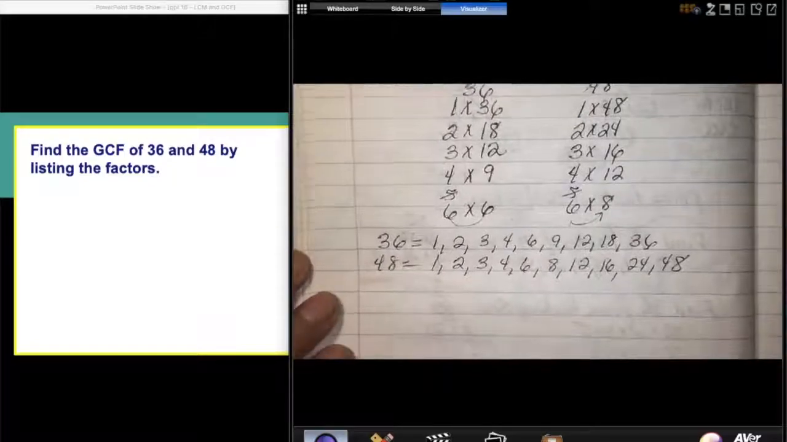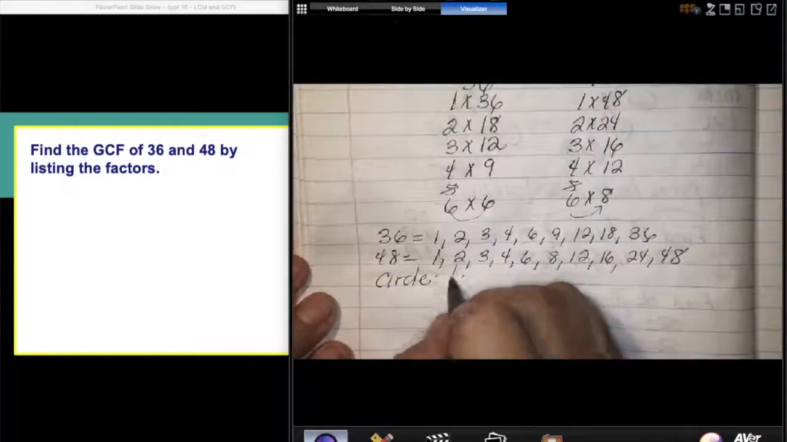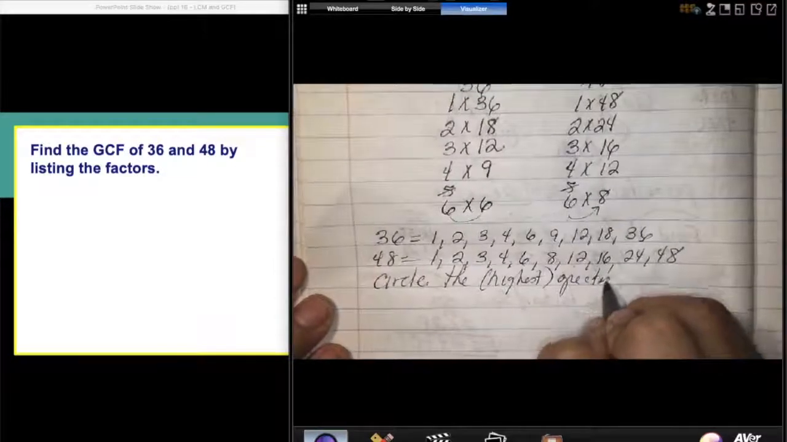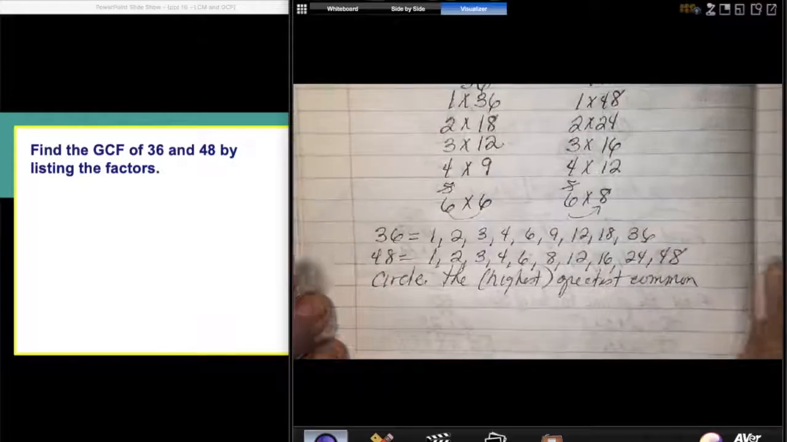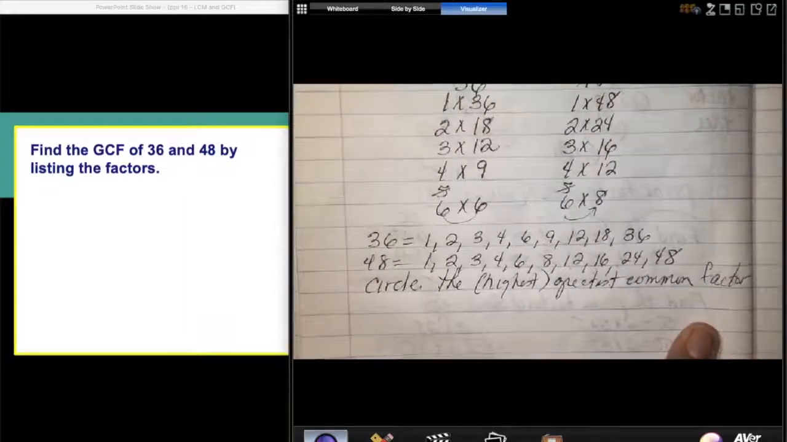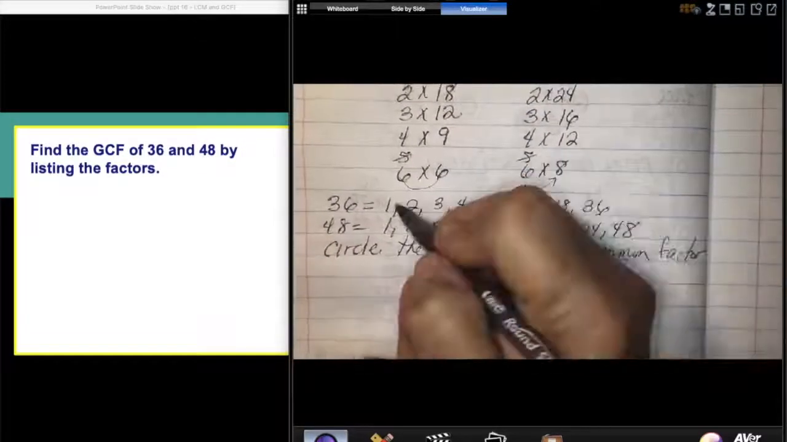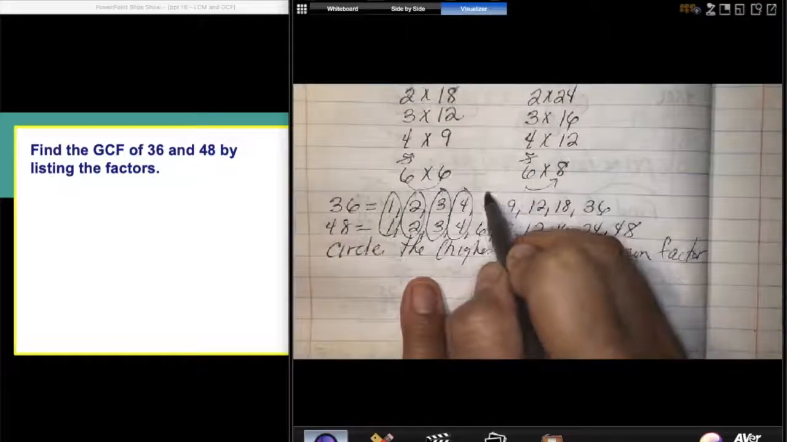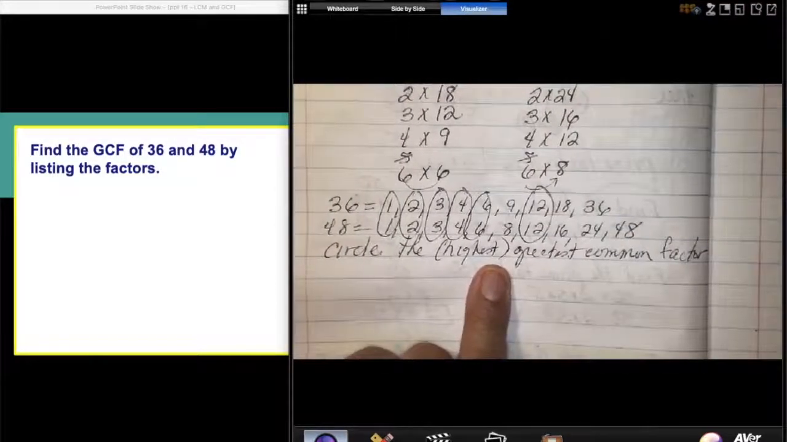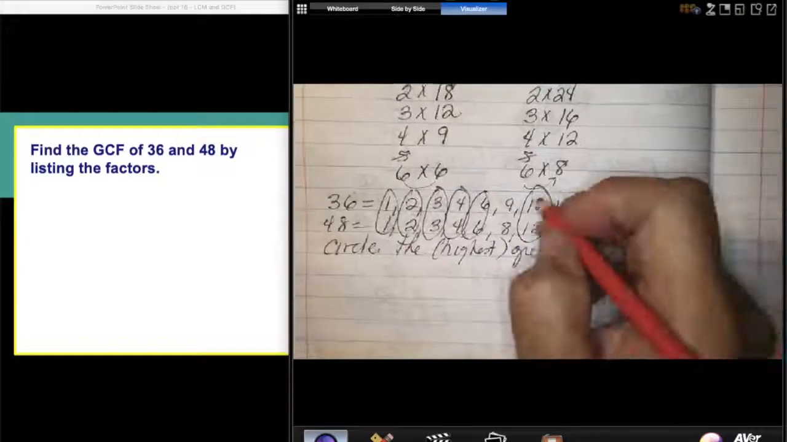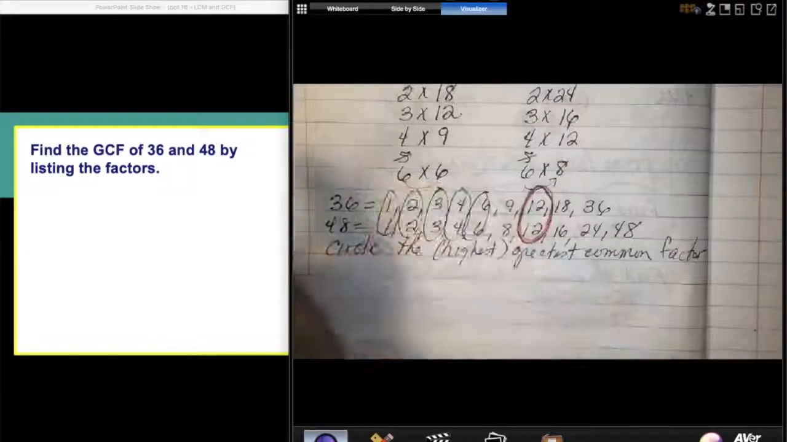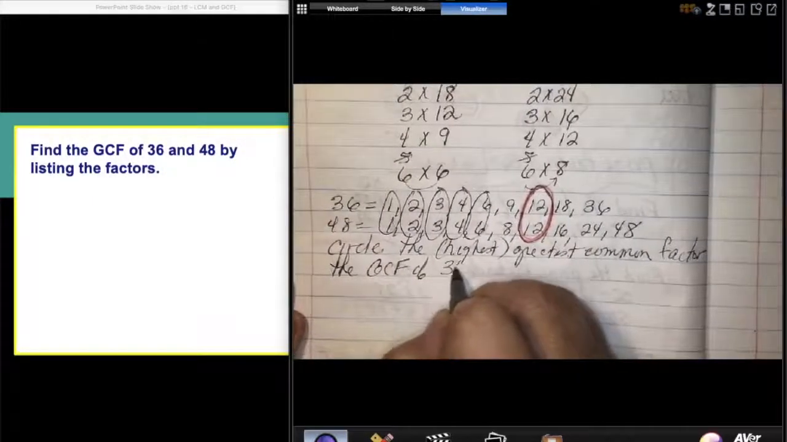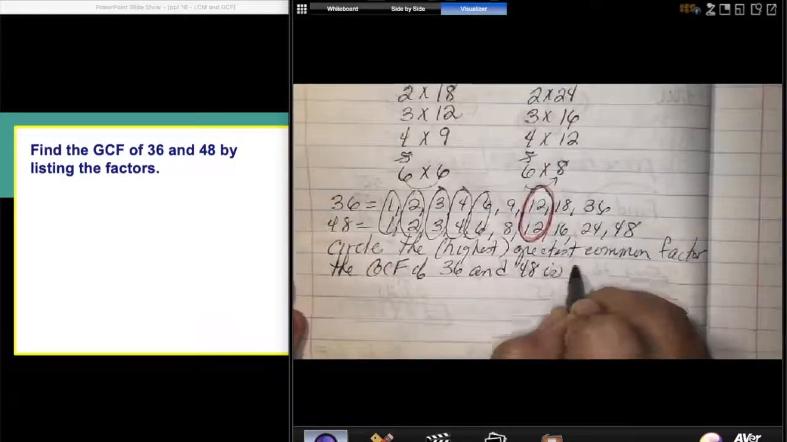In order to find the greatest common factor, we're going to circle the greatest, the highest, common factor. Now I do notice they both share a 1, they both have a 2 in common, a 3 in common, a 4, a 6, a 12. But remember, we're looking for the greatest common factor, which in this case is 12. So the GCF of 36 and 48 is 12.